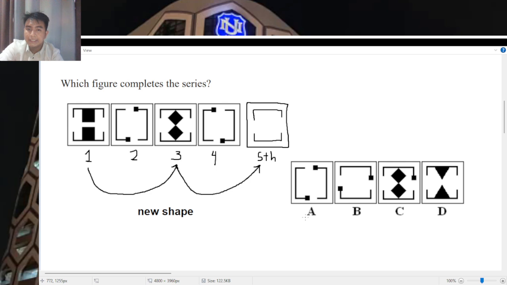Is it A? Unfortunately, it's not, because we see here small squares which are not going to be appearing in the fifth term. Letter B is out of it as well, because we only have small squares on even numbered terms. So it's not going to be letter C because it's just going to be a repeat of the diamond. We need a new shape. So therefore, the answer to this question, which figure completes the series, should be letter D.